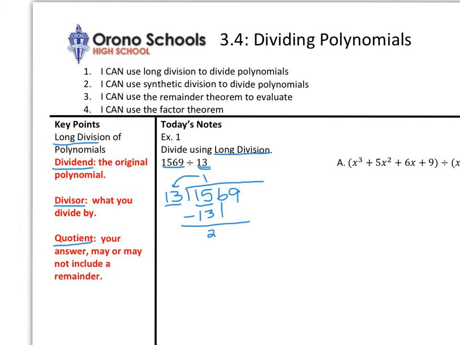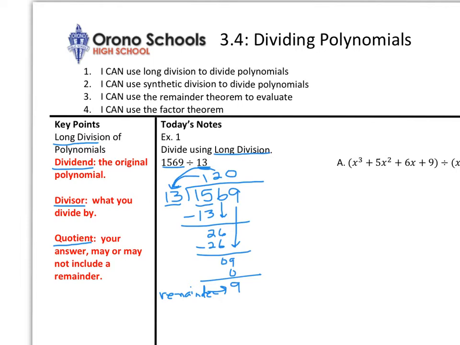Now we drop down the next number so that we have 2 digits again. 13 goes into 26 2 times evenly. So 2 times 13 is 26. And when you subtract, there's nothing left over. When we drop down that last number, 9, 13 doesn't go into 9 evenly. Because of that, we have to write a 0 as a placeholder. 13 times 0 is just 0, and that means we have 9 left over. 9 is the remainder.